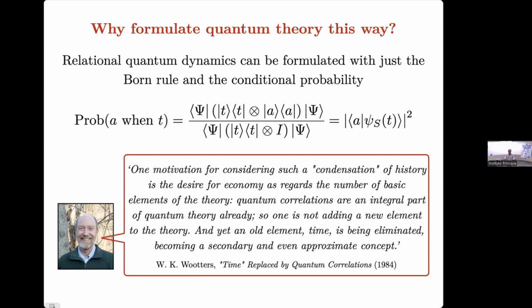And so these are independent. What he's saying here is that just from the Born rule and conditional probabilities, the measurement theory in quantum mechanics, I can recover a notion of dynamics. So I can derive in some sense from the measurement theory the Schrodinger equation. But then time is being eliminated.